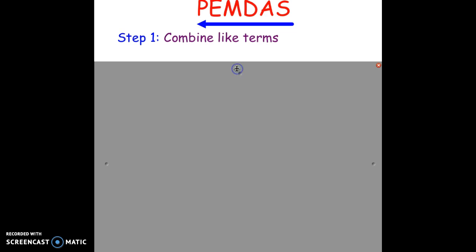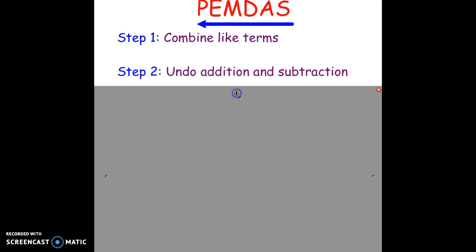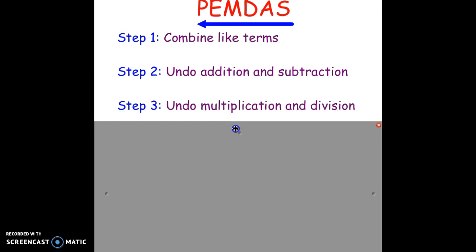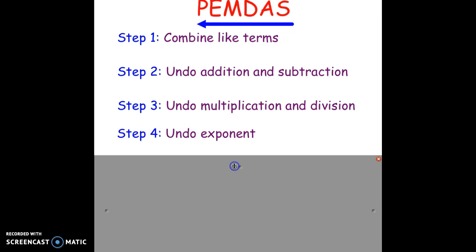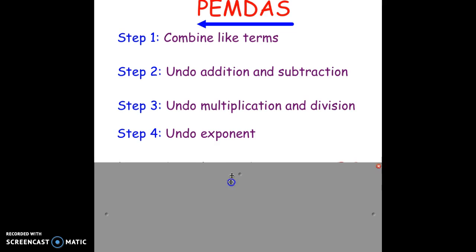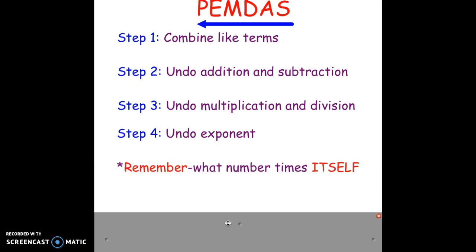When we're talking about solving exponential equations, we still want to use PEMDAS backwards. So first we need to combine any like terms that we have. Second, undo any addition and subtraction. Third, undo any multiplication and division. Fourth, undo the exponents. And a reminder, when we're talking about undoing the exponents, you're wanting to know what number times itself gives you that value.